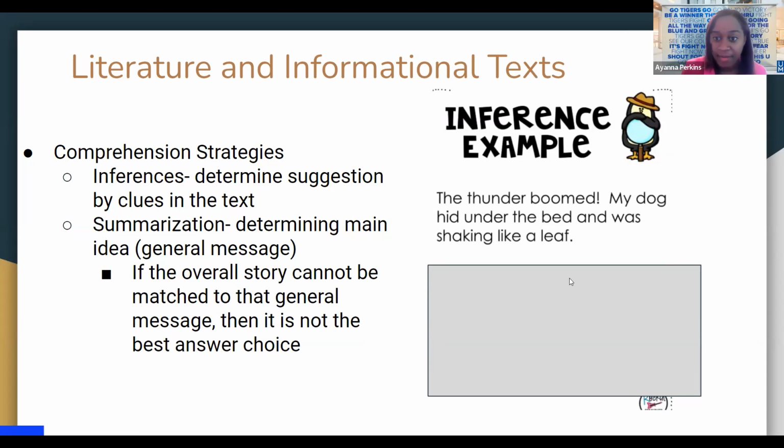So let's use an example. The thunder boomed. My dog hid under the bed and was shaking like a leaf. What can we infer? What do we know from that very short statement? Okay. The dog is scared. Thank you, Dr. Tillis. The dog is scared. Can we infer anything else?